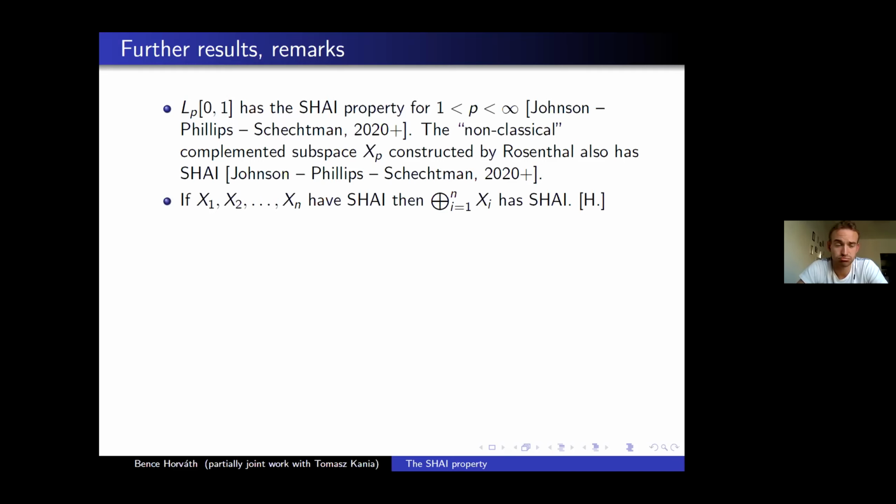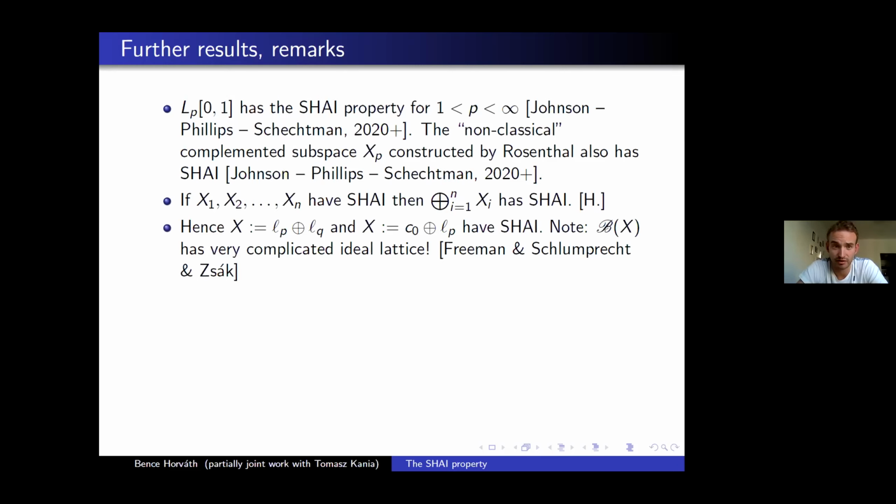This Shy property has pretty much one nice permanence result, which is that if you have a finite set of Banach spaces with the Shy property, and you consider the direct sum, it will have the Shy property. Why is this relevant again? Just let me remind you that, for example, if you take L^p plus L^q, where p and q are different, or C0 plus L^p, they have the Shy property by this result. But again, the bounded linear operators on this have a very, very complicated lattice of closed two-sided ideals, and I would like to refer you to the results of Dan Freeman, Thomas Schlumprecht, and András Zsák.